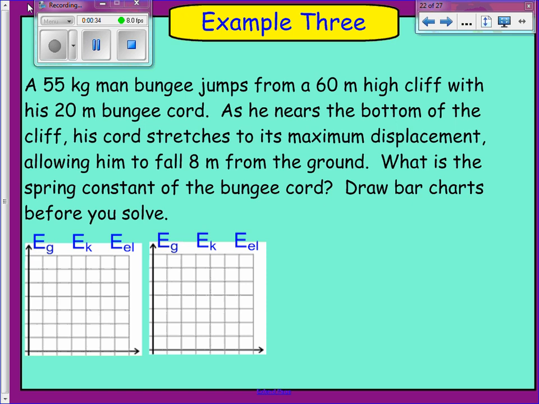Okay, so this one's a little bit more complex because we really have to imagine what's going on in this scenario. So like always, let's go ahead and draw some pictures before we solve anything with our bar charts or with our calculations. So we have a man that's standing at the very top of a cliff that is 60 meters high. At that point, the man is obviously not moving. He is in the air, and he's attached to a bungee cord that is not stretched or compressed, but instead is at equilibrium. Then the man jumps off the cliff and is allowed to go down to where the man reaches maximum displacement of the bungee cord, that is 8 meters above the ground.